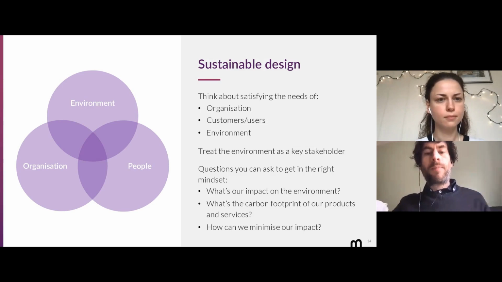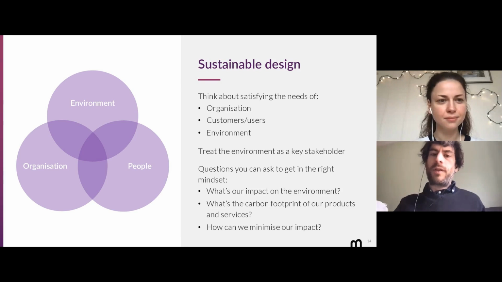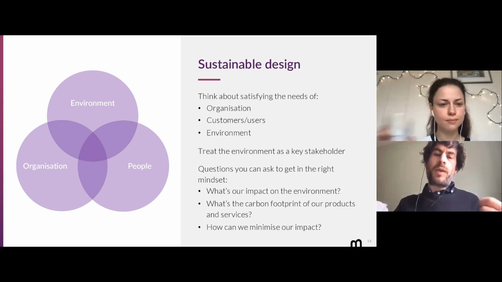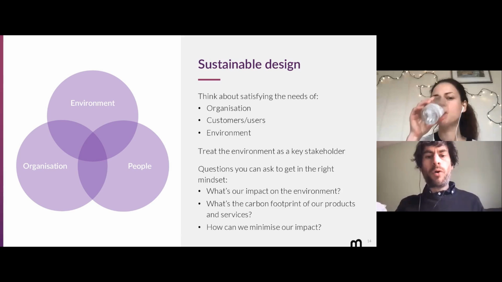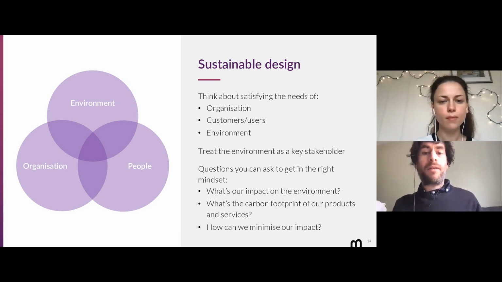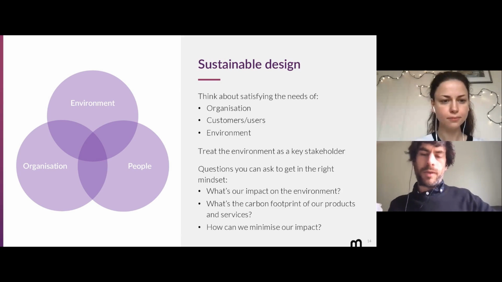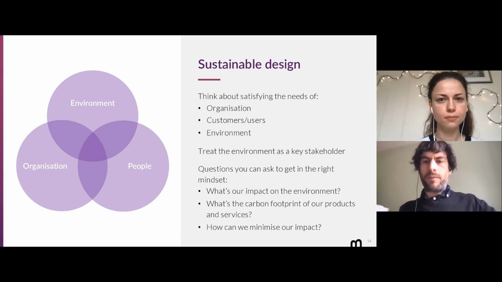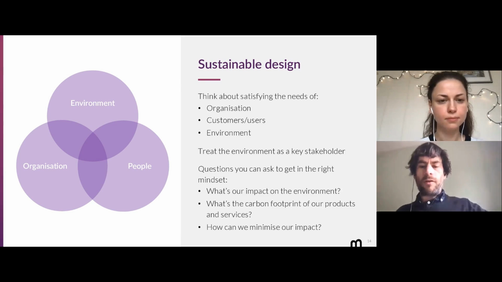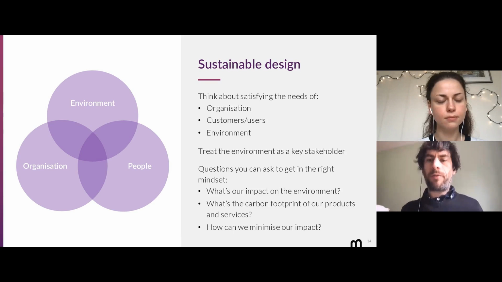In a slightly more pragmatic form, if we think about how that works in an organizational context, everyone loves a Venn diagram, and here's ours. But essentially what we're trying to do with sustainable design is find that sweet spot where we can satisfy organizational goals, the needs of the environment, and also the needs of people. So that would typically be our users or our customers. But crucially, what this diagram is trying to show is that we need to treat the environment as a key stakeholder as part of that process.